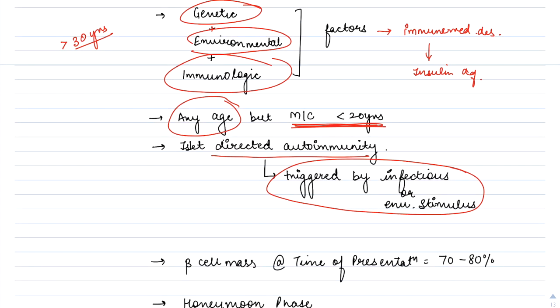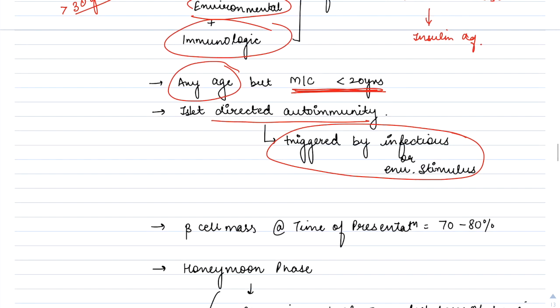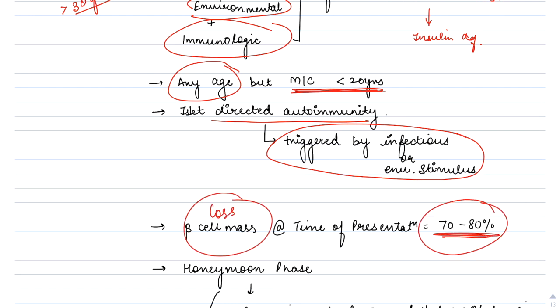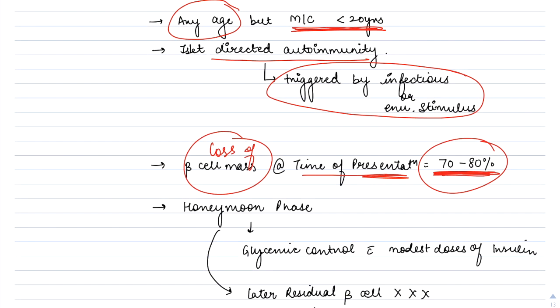Now, type 1 diabetes includes islet-directed autoimmunity, which is usually triggered by an infectious or environmental stimulus. So after this triggering event, there occurs beta cell destruction and progressive loss of insulin. But although this progressive loss of insulin occurs, most patients do not present till the loss of beta cells is up to 70 to 80%. So the loss of beta cell mass at the time of presentation is as high as 70 to 80%.